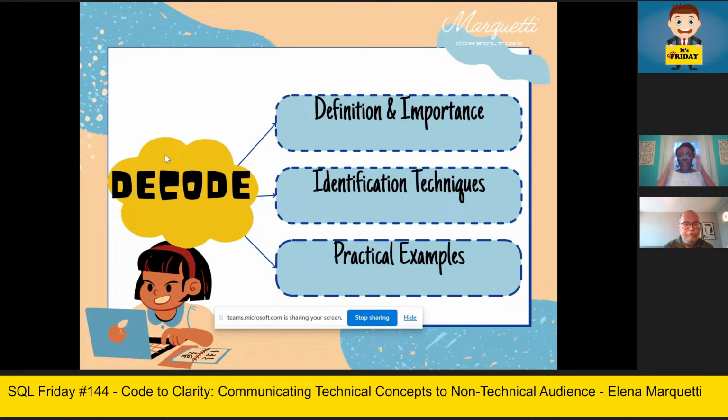Okay. Now that you understand who you are as an individual, the second thing is to understand your audience. Before you craft your message, you have to understand the level of technical expertise that your audience possesses. This way, you can tailor your communication style and avoid jargon and technical details that might confuse them rather than clarify. So what you're going to start by doing is decoding the message. The first thing we do when we decode our messaging is provide definitions and importance. Technical jargon can confuse the client.